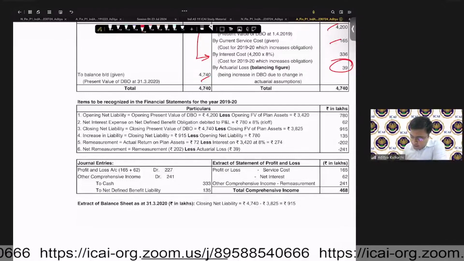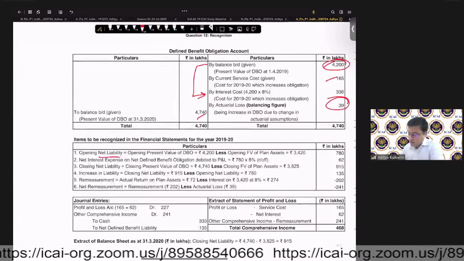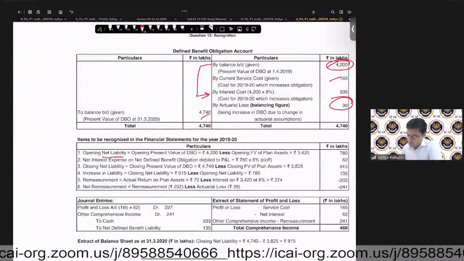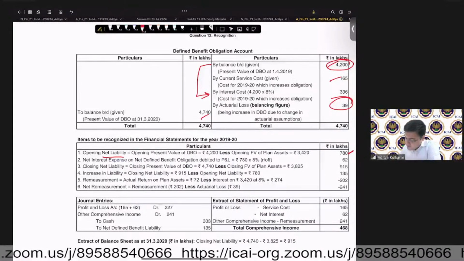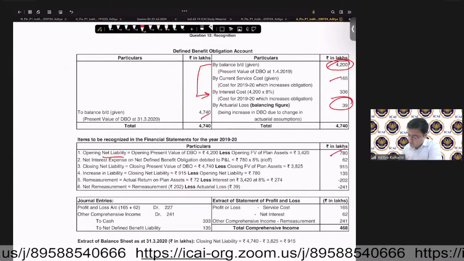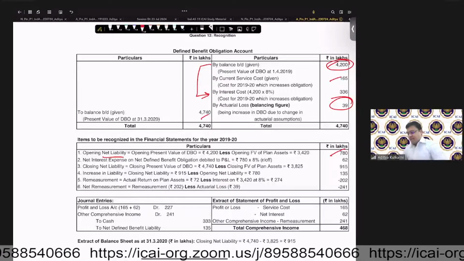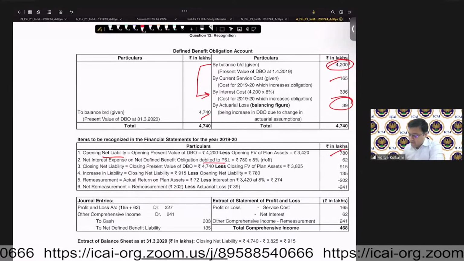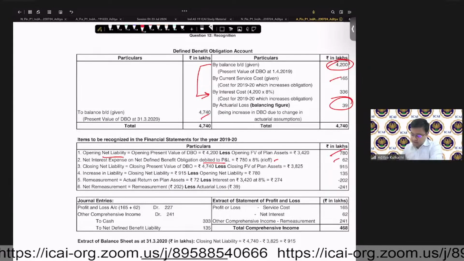First is opening, you present it net liability. That means DBO 4,200 minus 3,420, so that comes to 780. Next, net interest expense on the net defined benefit obligation debited to the P&L. Net defined benefit obligation is 780 into 8%, so 62.